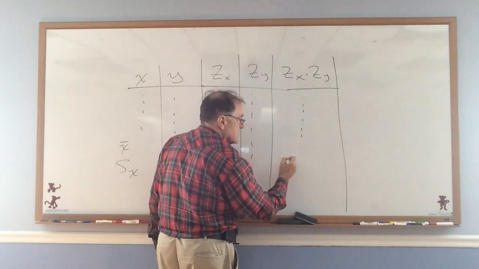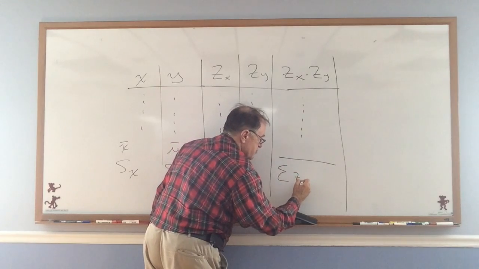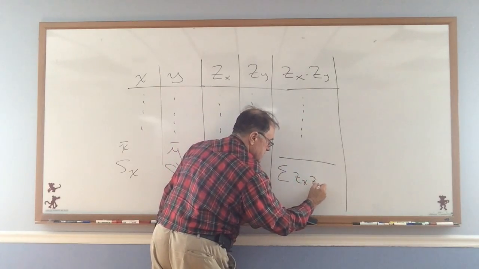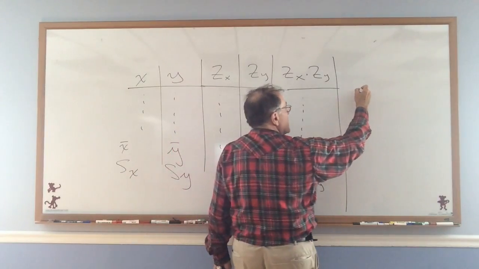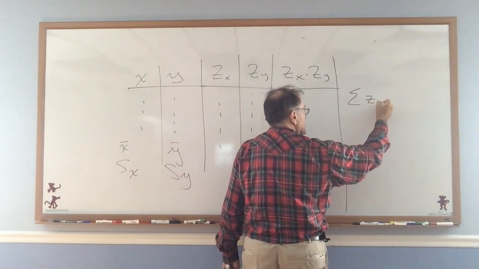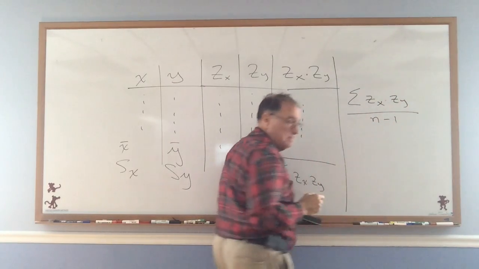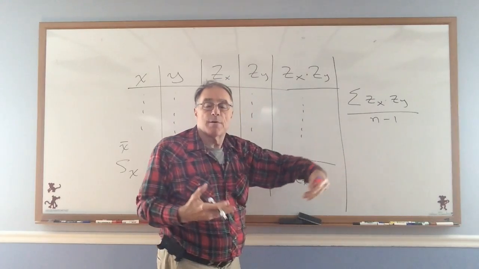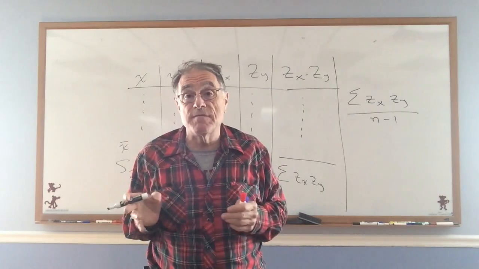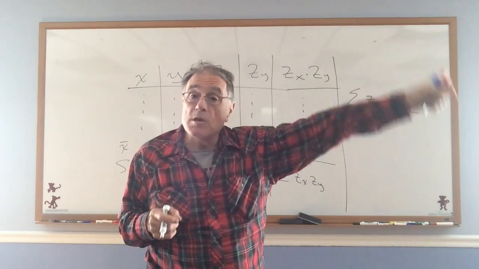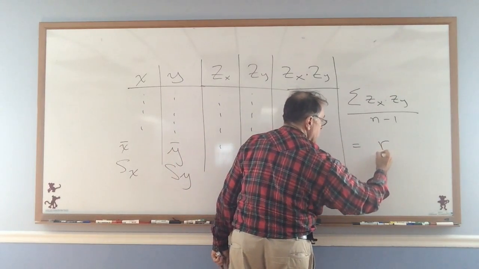Here are their products, and I'm going to add that up, and I get the sum of those products, zx times zy. Now that I have that, I divide it by n minus 1, where n is the number of pairs of data. So if, say, I had 20 pairs of data, n minus 1 would be 19. I'll divide that, and that gives me my value for r.